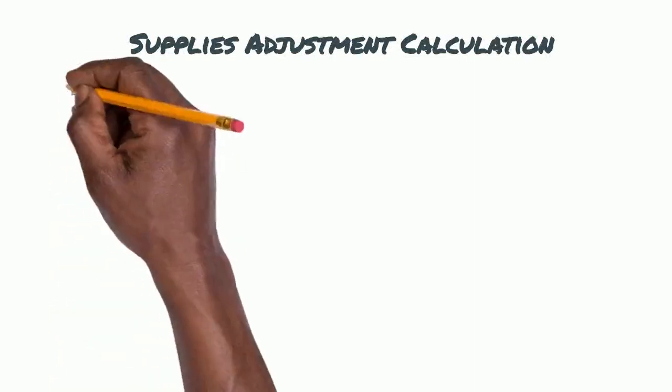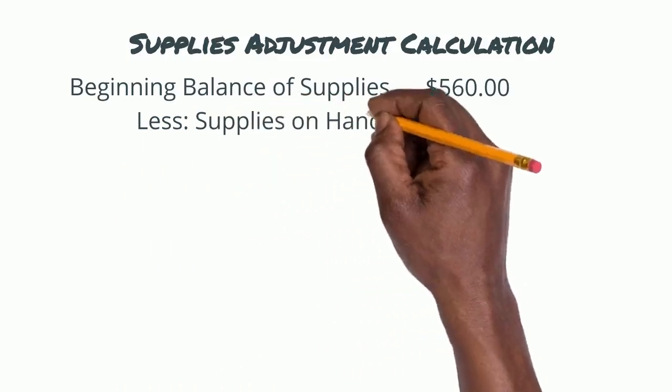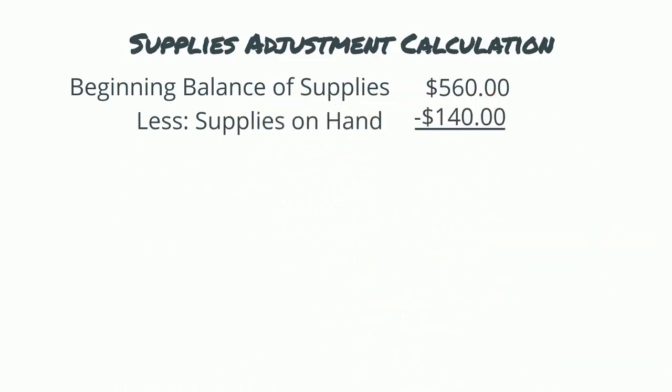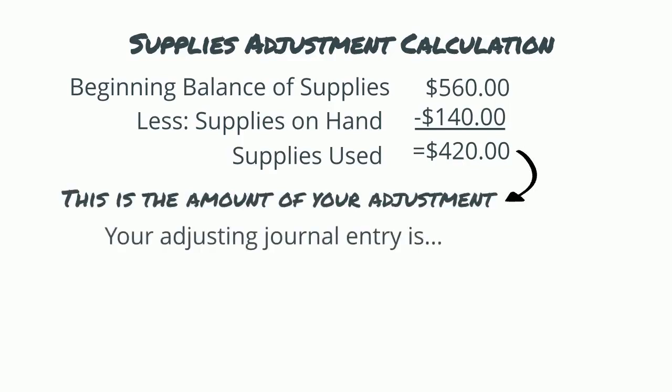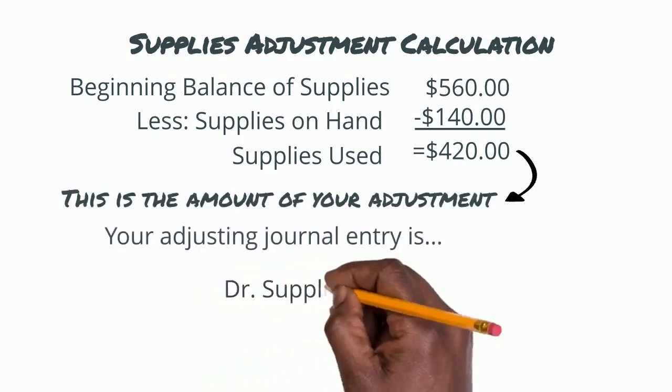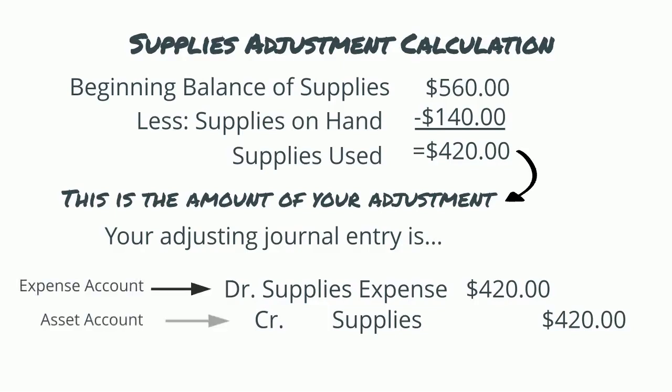The supplies adjustment calculation can be shown as follows. You start with the beginning balance of supplies, $560. Then you subtract the supplies on hand, $140. This leaves a balance of supplies used, $420. This is the amount of your adjustment. Your adjusting journal entry will include a debit to supplies expense for $420 and a credit to supplies for $420. Remember, debits must equal credits.